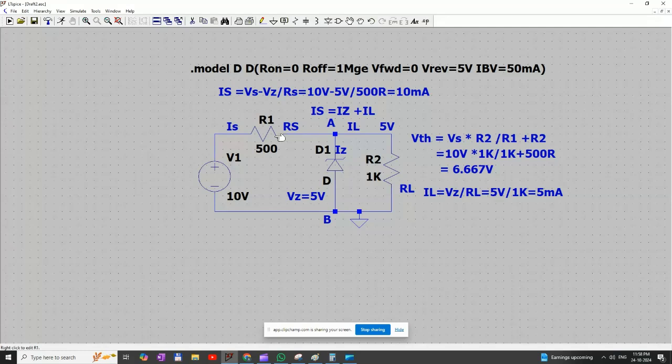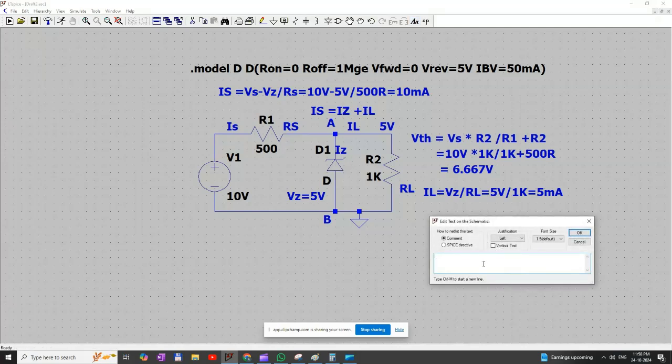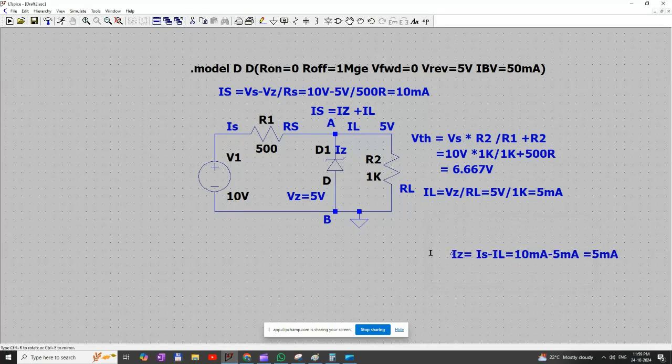Now we can find the current through the Zener diode. By rearranging this, IZ is equal to IS minus IL, which is equal to 10 milliamps minus 5 milliamps, which is equal to 5 milliamps. So the current across this Zener diode is IZ equal to 5 milliamps.